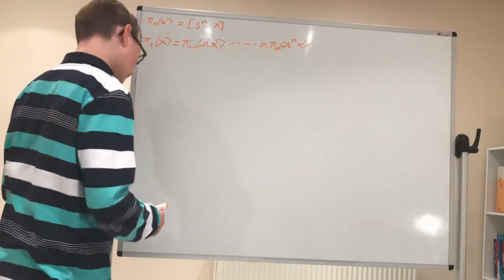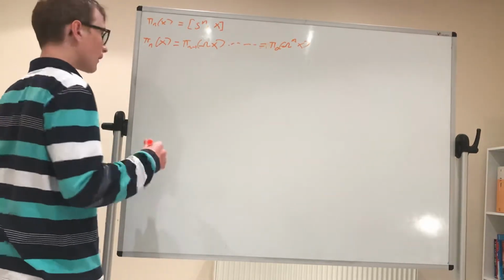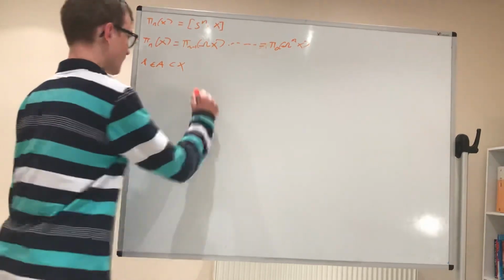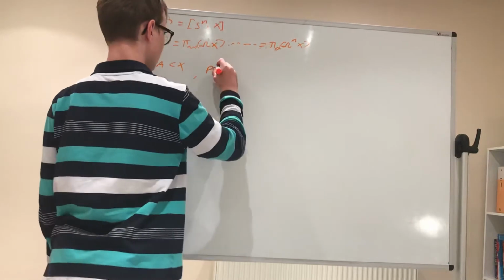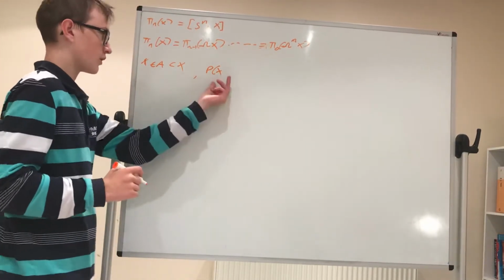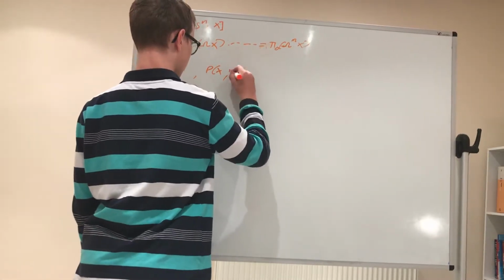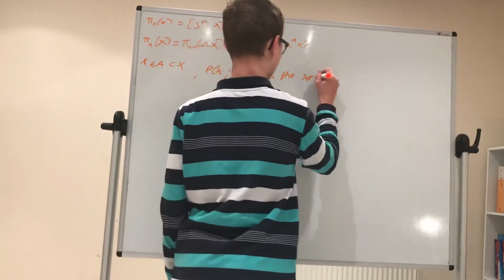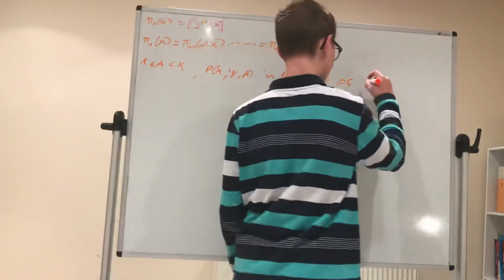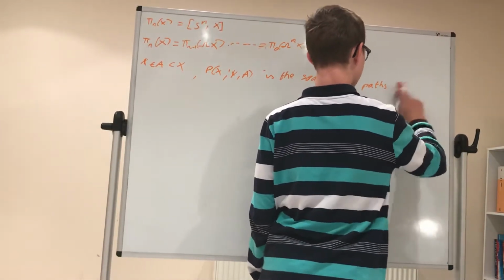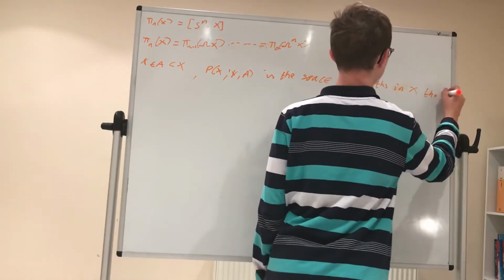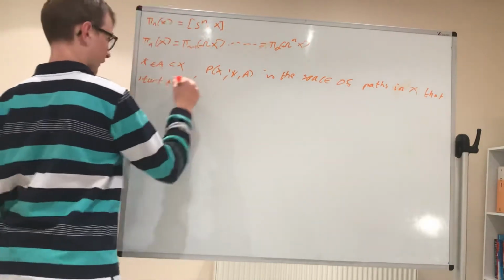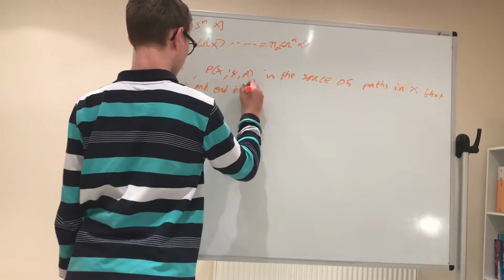But let's see what else we can conclude. For example, if we have a base point star in A, a subset of x, then we define the space of paths, which we denote by P of x, star, A, as the space of paths in x that start at the base point and end in A, the subset of x.